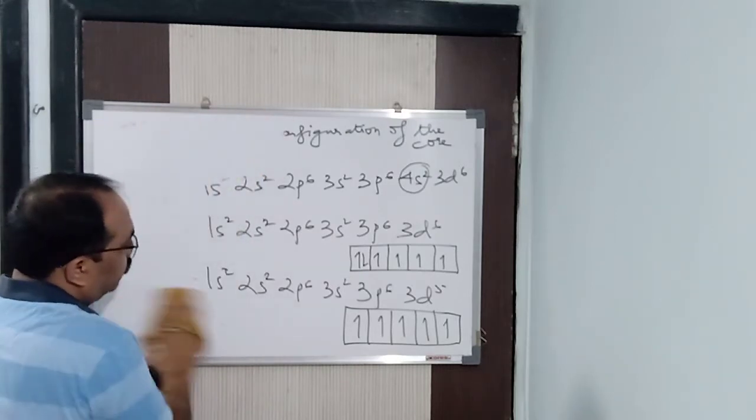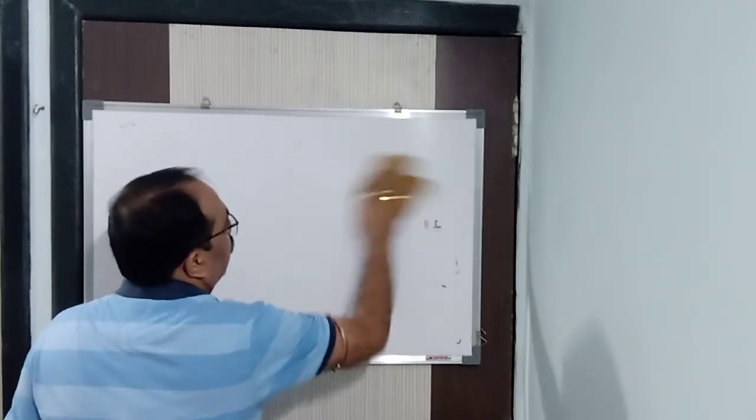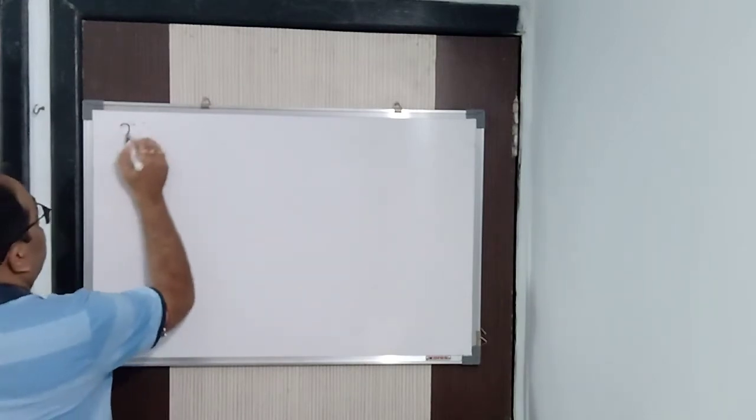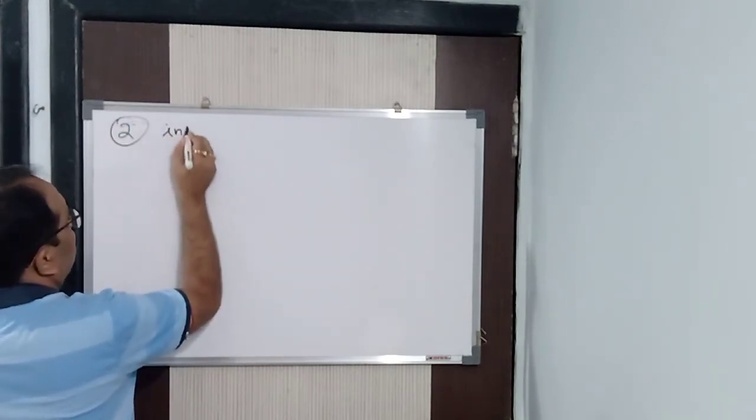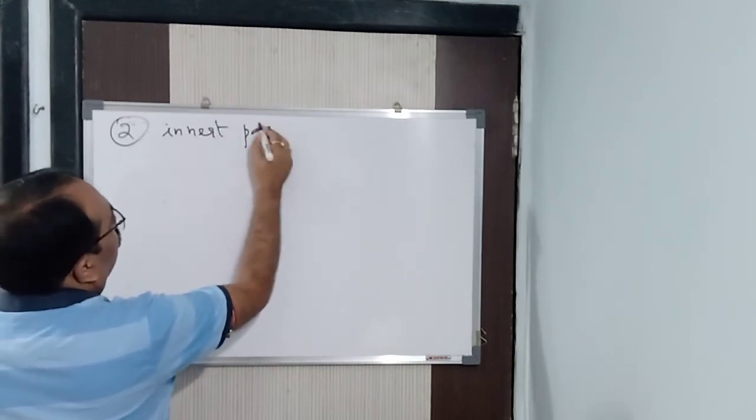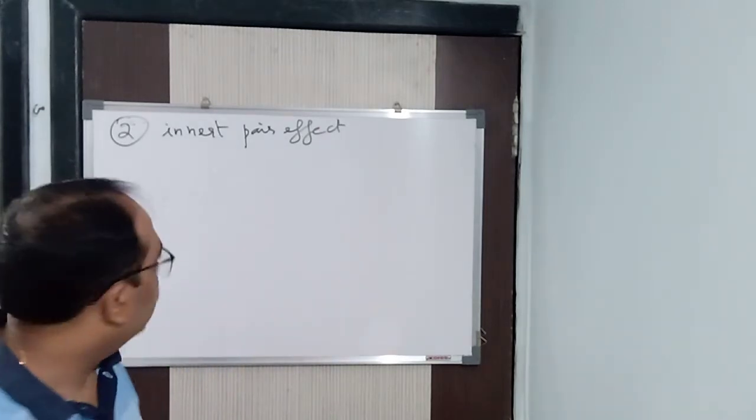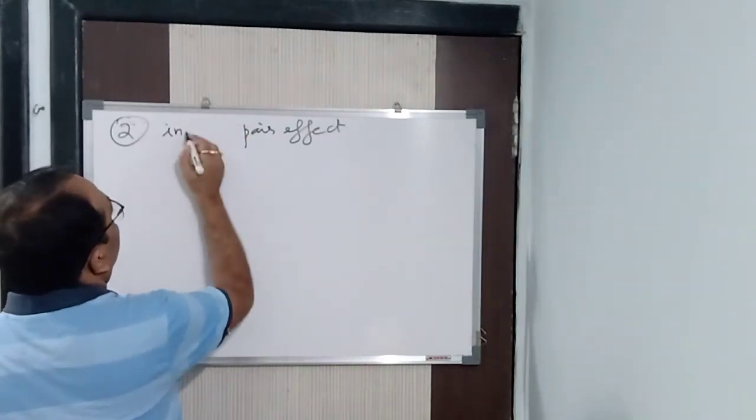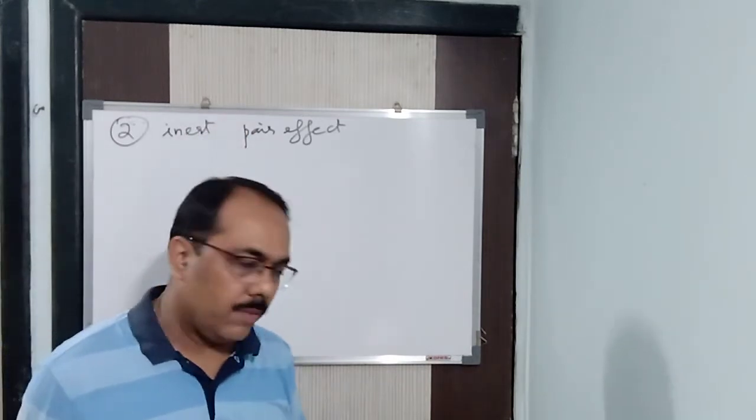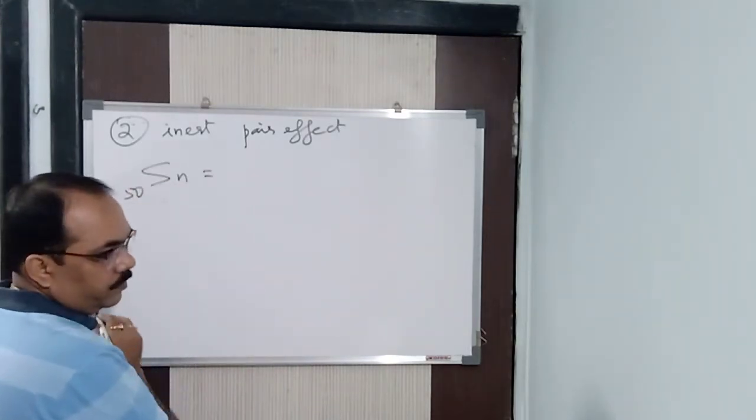Understood? I hope so. Now another point is there, the inert pair effect. What I said, the second factor due to which it shows variable electrovalency is the inert pair effect, we can say that. What do you mean by inert pair effect? See, if we write the electronic configuration of tin, atomic number 50, alright.